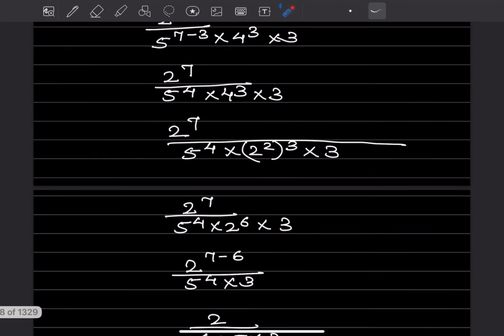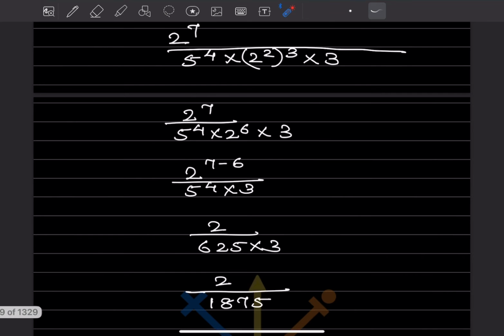So now let us see here. Why did you do that here? So simplify it. This will be 2 raised to 7 divided by 2 raised to 6. That will be 2 raised to 7 minus 6, so 2 raised to 1. Anything raised to 1 is going to be the same base. So 2 divided by 5 multiplied 4 times, that is 625, into 3. So 2 divided by 1875.